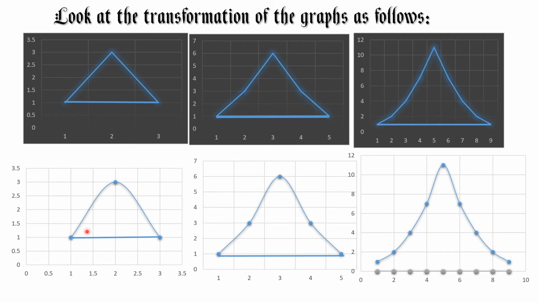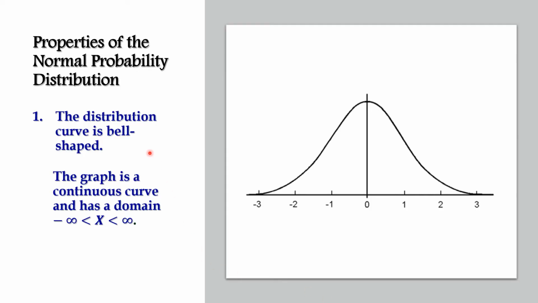Here, we have the summary of the graphs that we have in the previous examples. As you can see, as we add more data, the graph becomes taller and slimmer at the same time. Let's now focus on the graph using a smooth curve. The shape of this graph resembles a bell shape, which is one of the properties of a normal curve. And here is the first property. The distribution curve is a bell shape, as you can see on the screen.